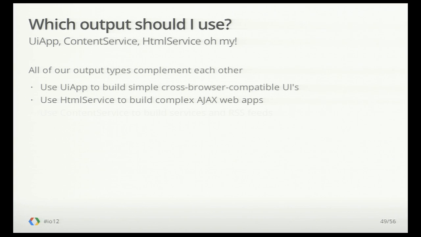And use content service to build services and RSS feeds, things that are consumed not by a user, but by another program. Pretty straightforward. I think it's easy to choose, depending on your result, what you want to do. Remember, the same script can actually serve all three. You can have a parameter in the URL at the end, and so have the same script serving an RSS view of something and an HTML view, depending on the URL parameters you put in.